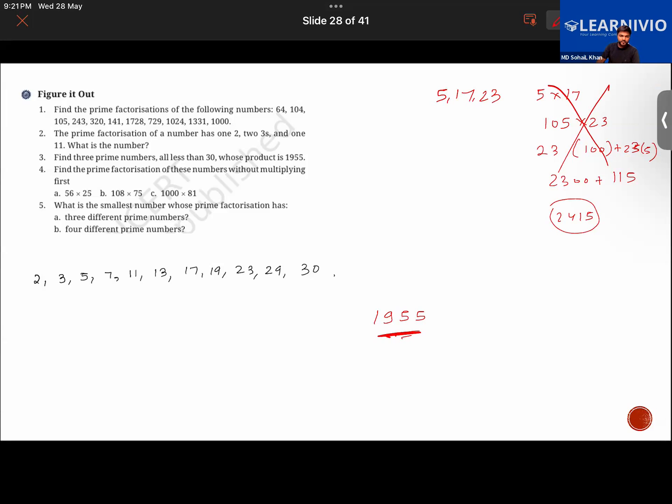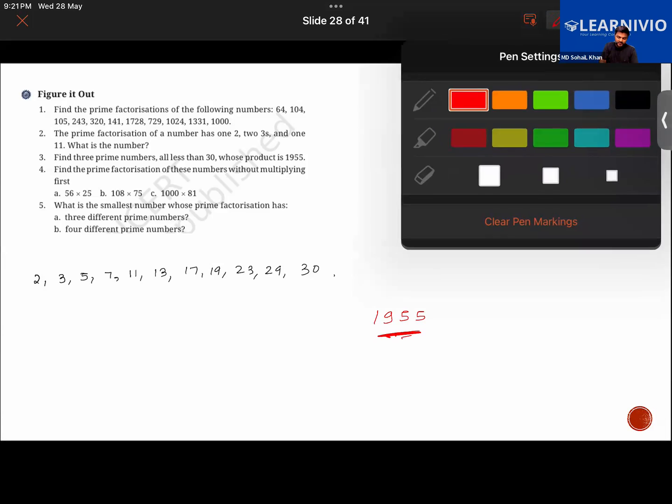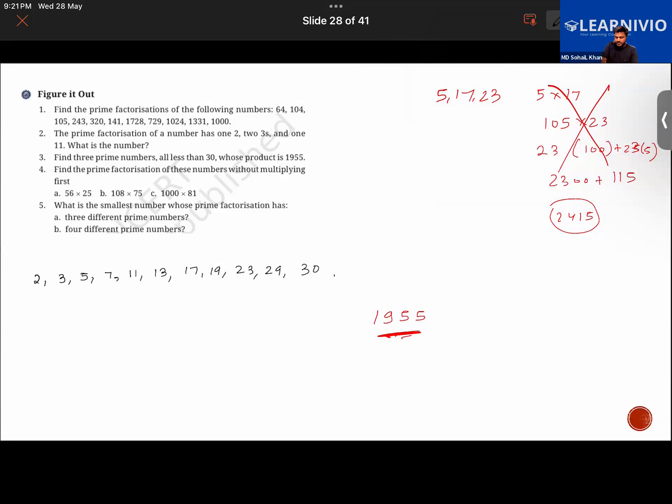Is it 5, 13 and 29? No. Let me conclude what I'm trying to say. Suppose this is a given number, let us suppose any number, let's say 425. I can write it as 5 times 85, isn't it? So 425 is divisible by 5 and also by 85.